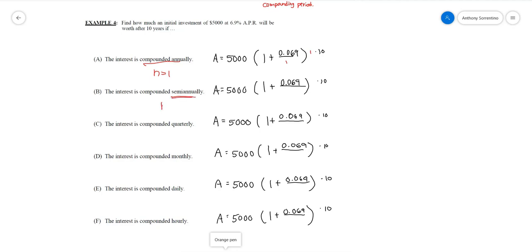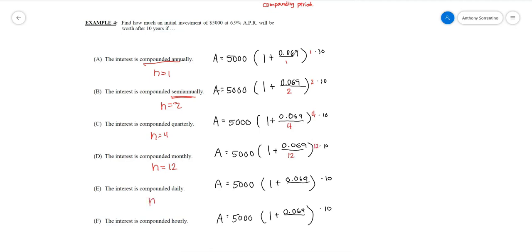Semi-annually means N is going to be 2, twice a year. So 2 would be here, 2 would be there. When I see quarterly and N equals 4, I'm going to take the interest rate, divide it by 4, and apply it 4 times in that 1 year. But I'm going to do that 10 times because there's 10 years. Monthly, N is 12.